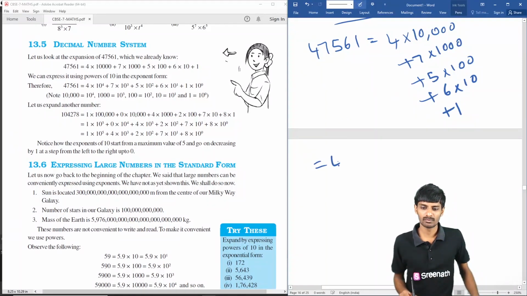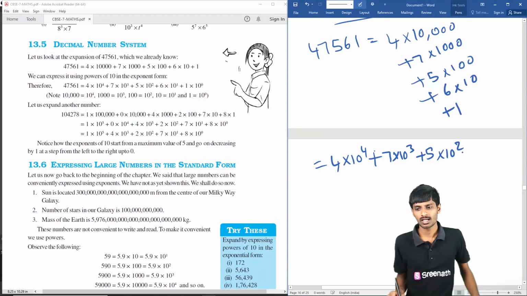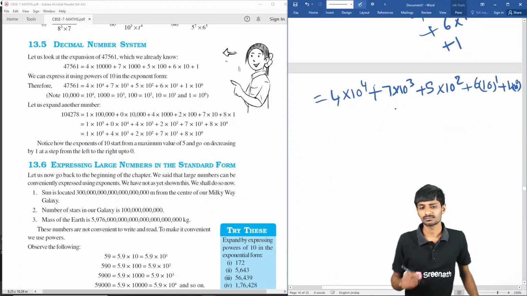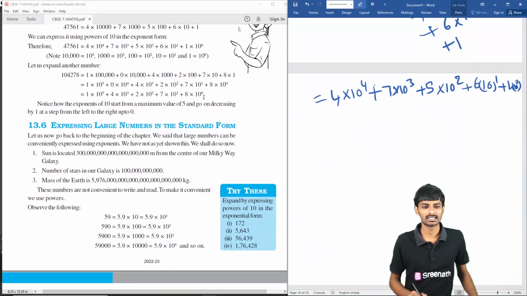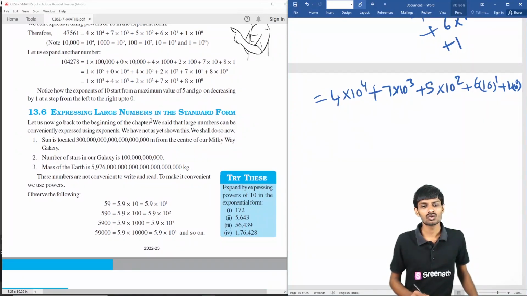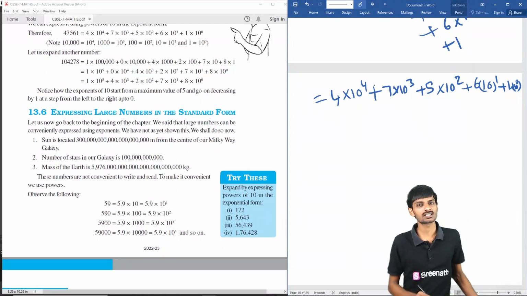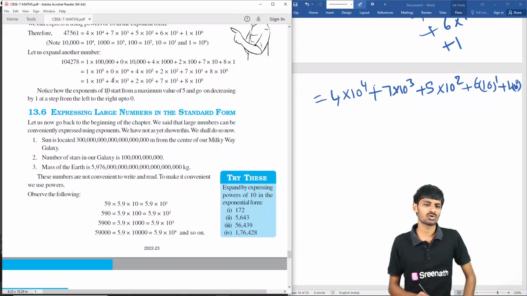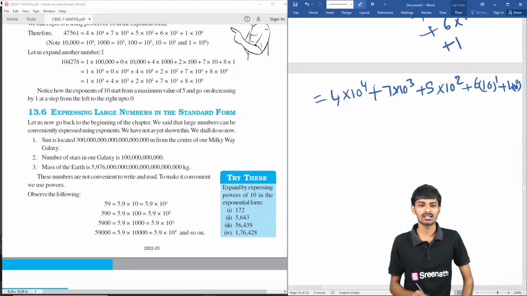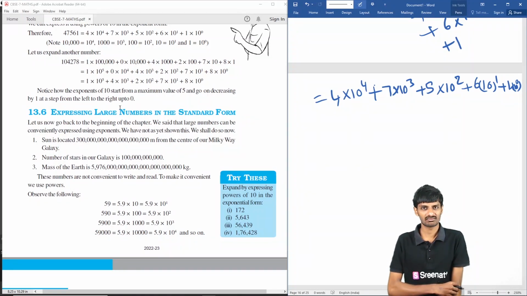And we can further make it into 4 into 10 power 4 plus 7 into 10 cube plus 5 into 10 square plus 6 into 10 power 1 plus 1 into 10 power 0. If you wish, you can write it also. Okay, students. So this is the way of representing it. So if you see, the exponents start from 10 power 0 and go to a maximum of 10 power 4 here. In some cases it is 1 lakh, then 10 power 4, and it goes decreasing by 1.